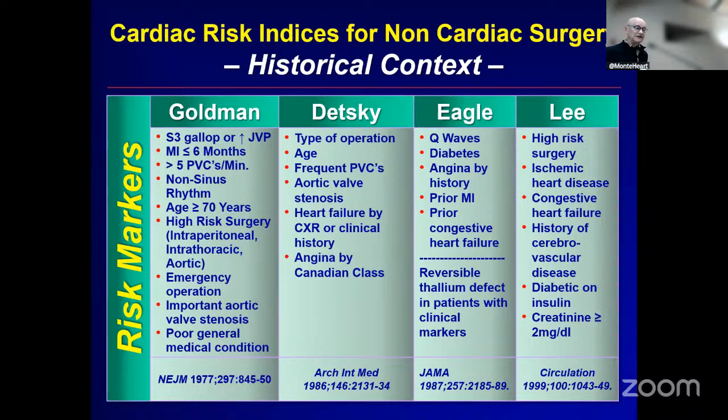And Alan Deskey came along and said, that's too complicated. Let's create a different system, which included the type of operation, age, ectopy, aortic valve, heart failure, angina. Now, I happened to be training at the time that this was going on. I was a fellow in 1983. And I was doing 2 things at once. I was studying nuclear cardiology and epidemiology.